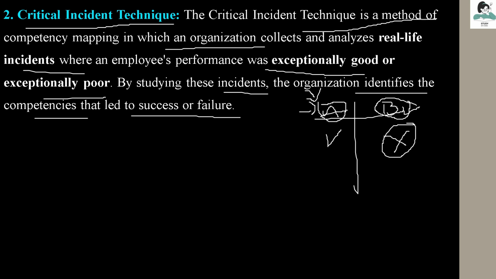Now comment below what competencies employee A has and what competencies employee B has. This is your job. If you understood this competency mapping concept, comment below what competencies both the employees A and B are having in both cases. Clear? Now, this critical incident technique studies the real life success stories and also the failure stories to identify the competencies that employees need to perform their job effectively.